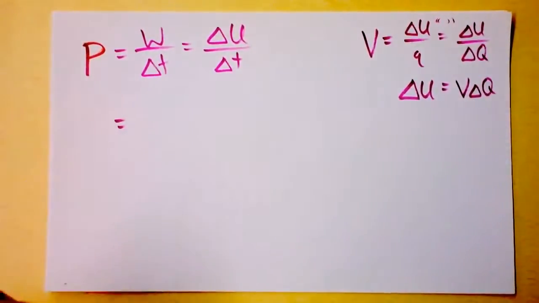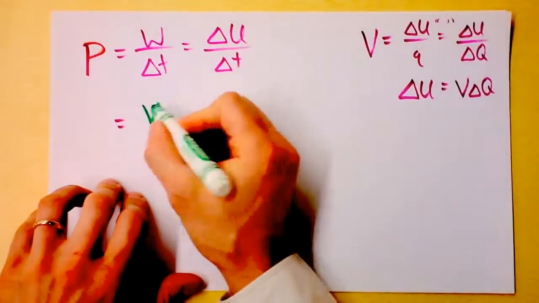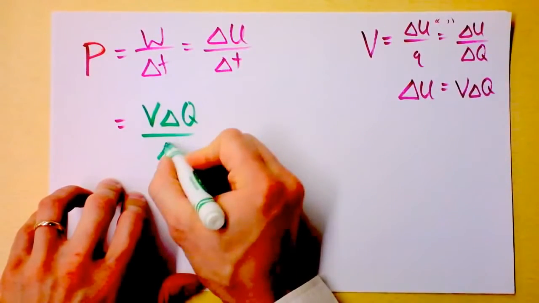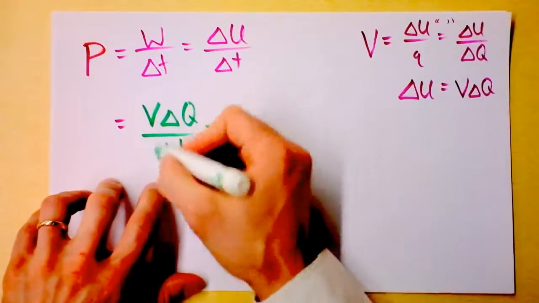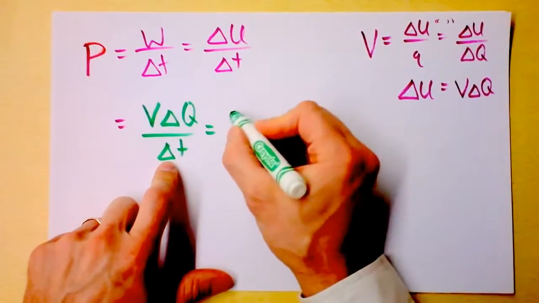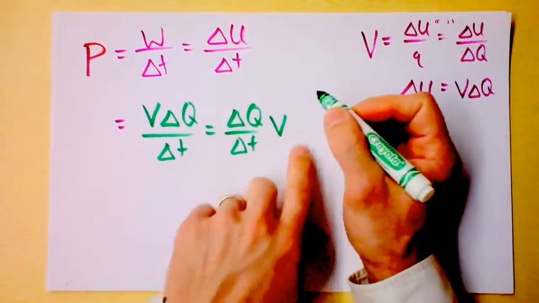Watch me. I'm going to plug this in and I get voltage times change in charge divided by change in time, which is, well, let's do a little bit of rearranging. But you see here, delta Q over delta T. Delta Q over delta T is something awesome, and I'm going to multiply it by voltage.